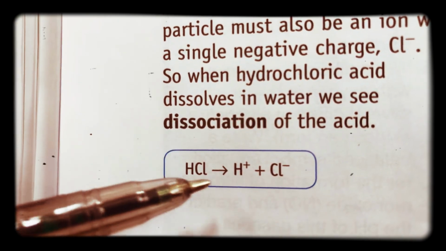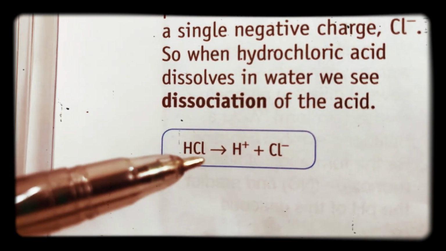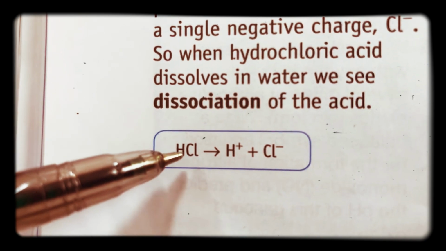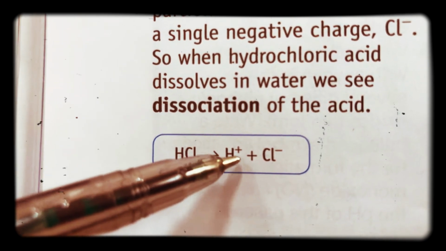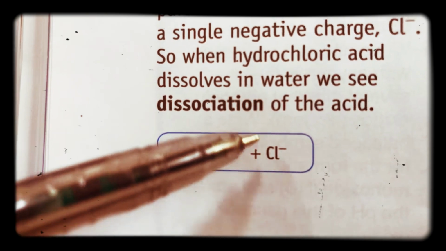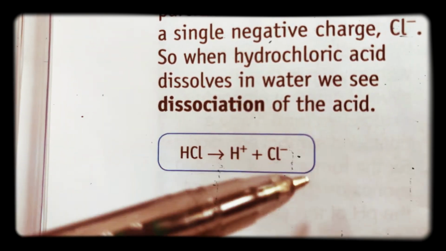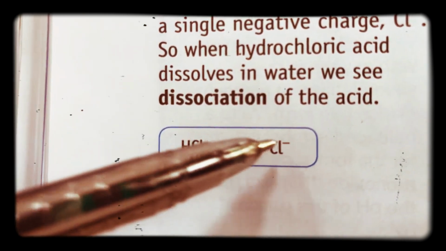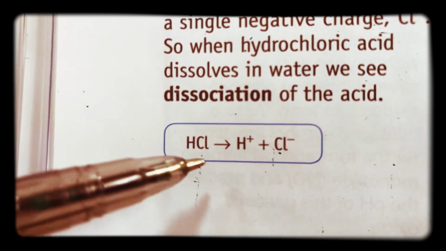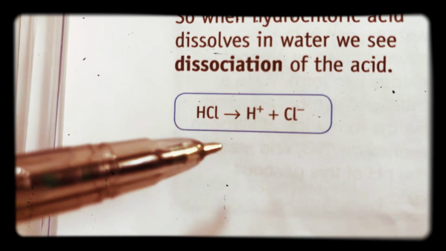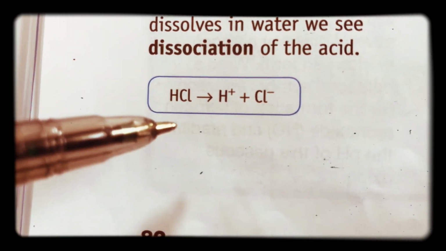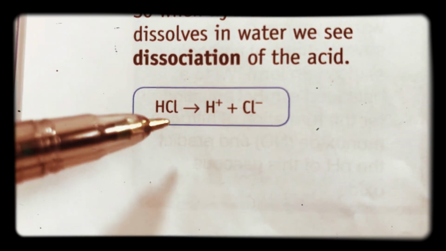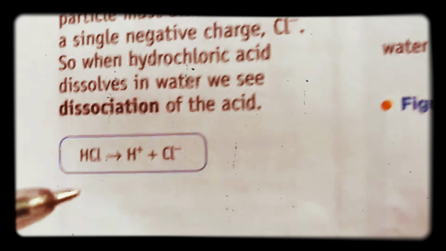So here we have, you may think, well, is this a reaction? It's actually called a dissociation. Dissociation just means splitting. So basically you have a plus and a minus, and the number of positive ions must equal in charge the number of negative ions. So you've got a single plus, a single minus, that actually balances out, and when you add them together, that is the HCl there. Okay, so when hydrochloric acid dissolves in water, we see the dissociation of this acid. The HCl splits to form a H plus and a Cl minus.